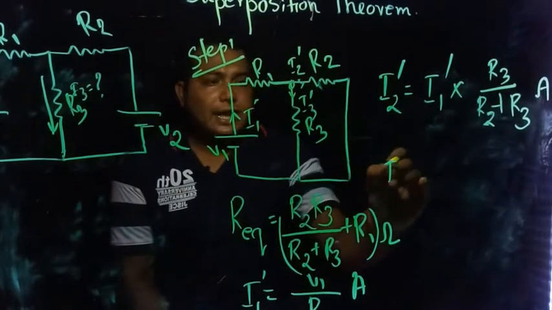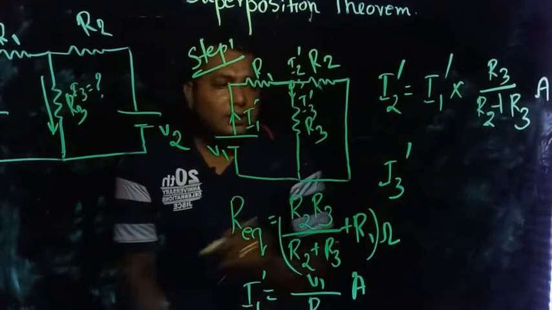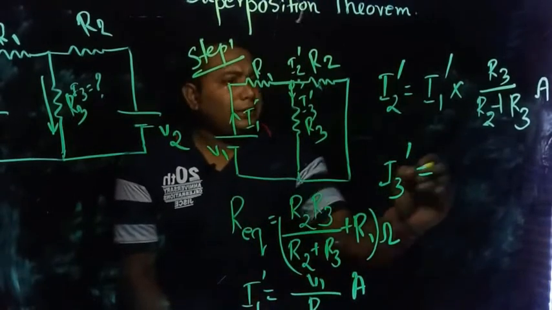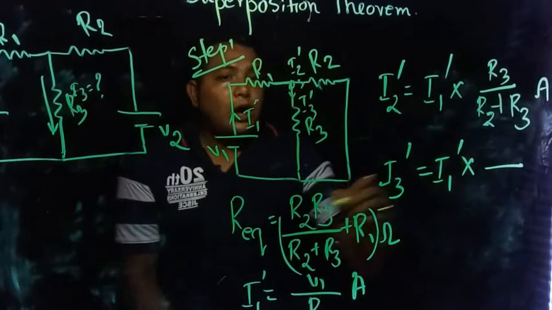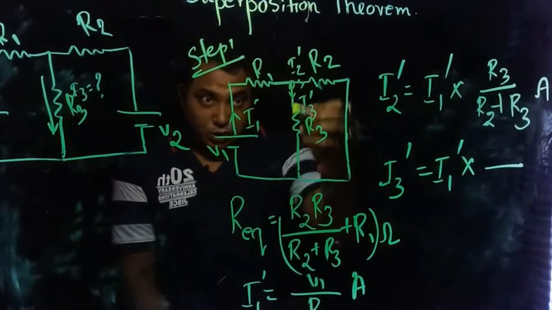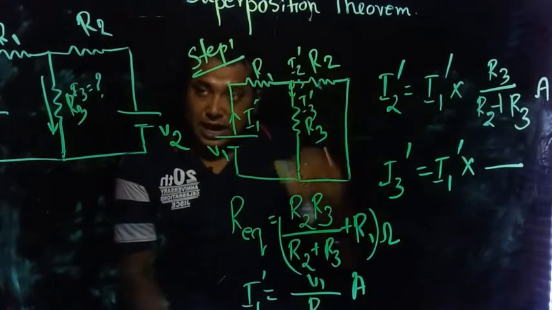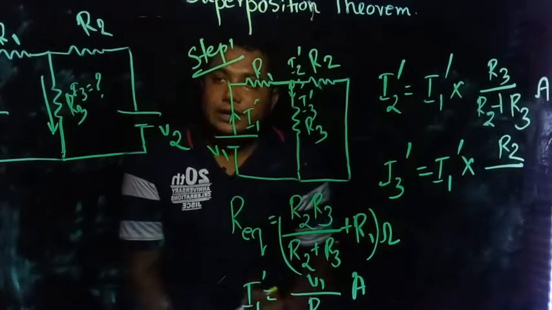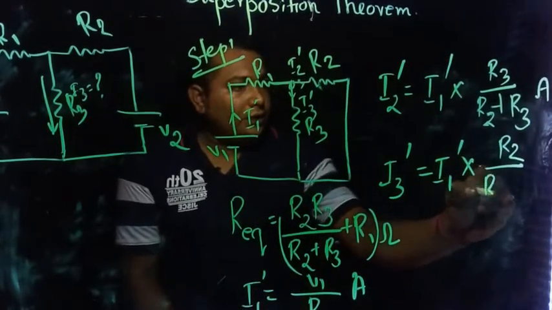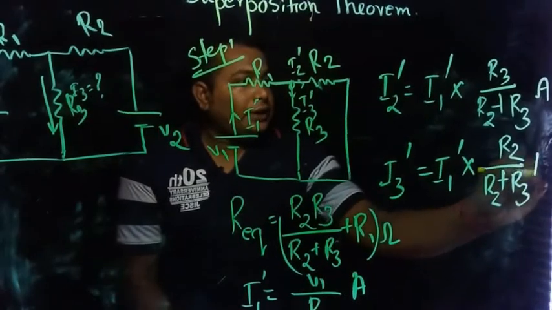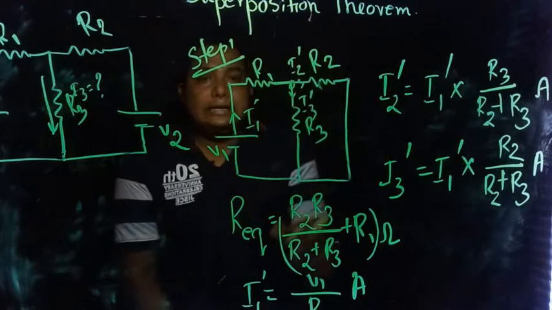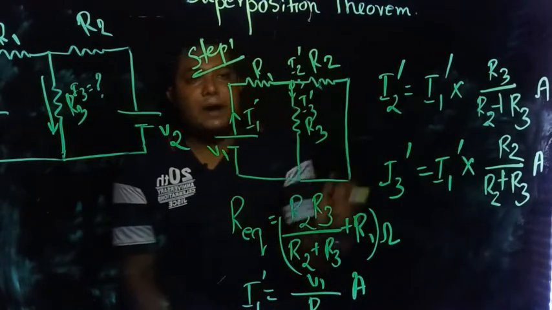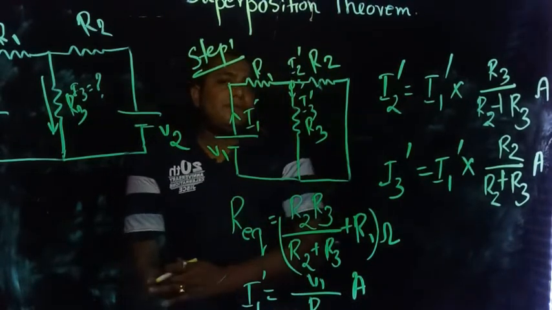In the same way we can find I3 bar. I3 bar is equal to I1 bar into the opposite resistance. Now we are finding this I3, so the opposite of the parallel branch is R2. So here we write R2 by R2 plus R3, in ampere. Now we know all the currents passing through each branch. So this is the procedure for the first step.